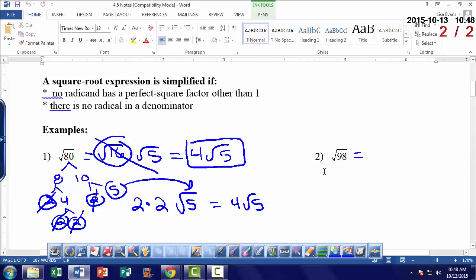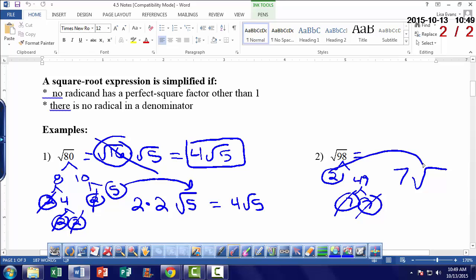Okay, I'm going to show you a factor tree over here as well. So I know that 2 times 49 gives me 98. And I know 49 is 7 times 7. And the only thing that multiplies to give me 7 is 1 and itself, so I stop there. I see two 7s, so I cross two off, write one on the outside, and my leftover goes on the inside. So my answer to this problem is 7 root 2.